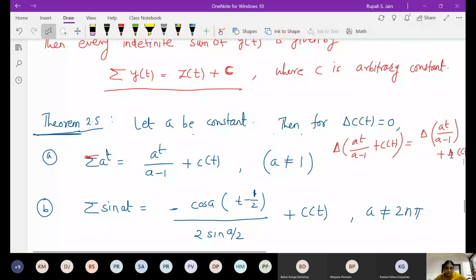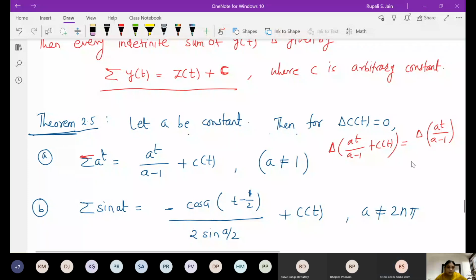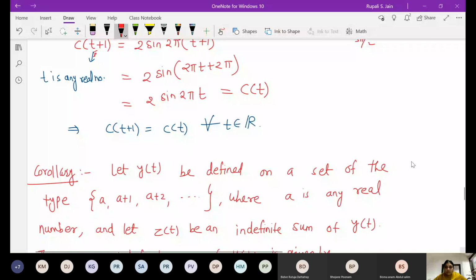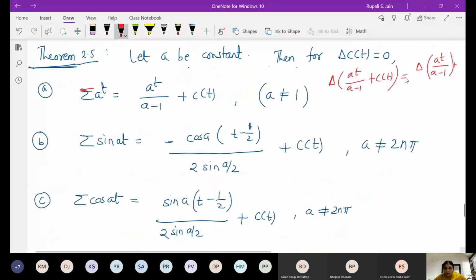Is it? Yes, ma'am. Delta C of t is given to be 0. So we should only bother about this one. So plus 0 I can write here. Can you see this? Whatever I am writing. Yes, ma'am. Now what is delta a raised to t upon a minus 1?